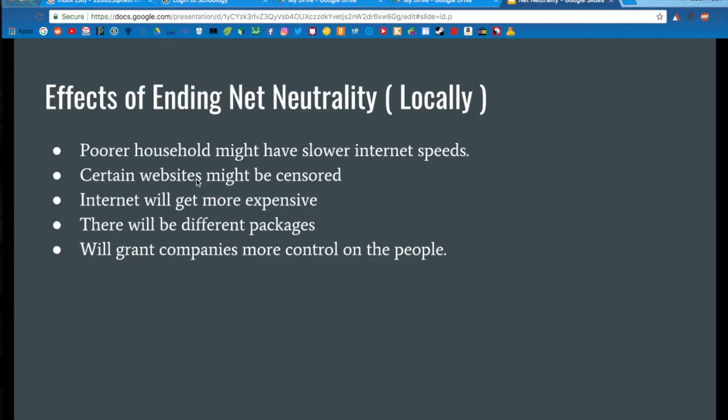And internet will get more expensive, as I said earlier, and there will be different packages, such as video packages which center on only videos, or all-around packages which give you everything like normal, but it will be much more expensive than it is now. It will grant companies more control over the people, as they can censor what the people might see.